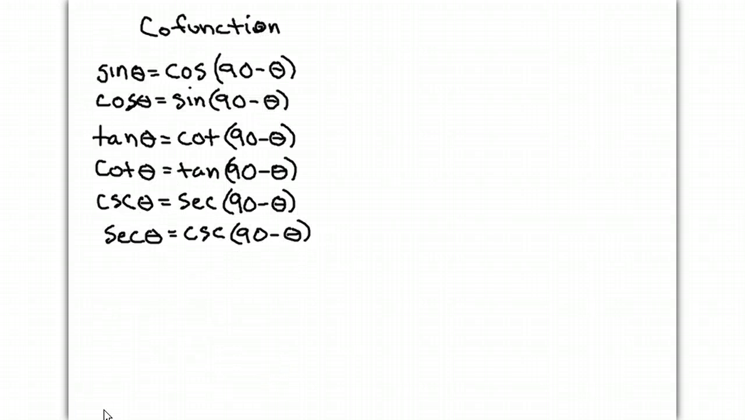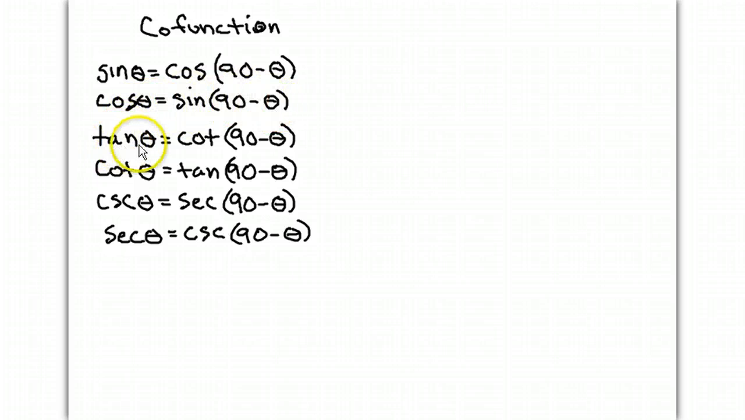You have another formula in trig that's called a cofunction. You have 6 of them. The first cofunction is: if you have sine of theta, where theta can be any angle, that is also equal to cosine of 90 minus theta. Likewise, if you have cosine of theta, that is equal to sine of 90 minus theta.